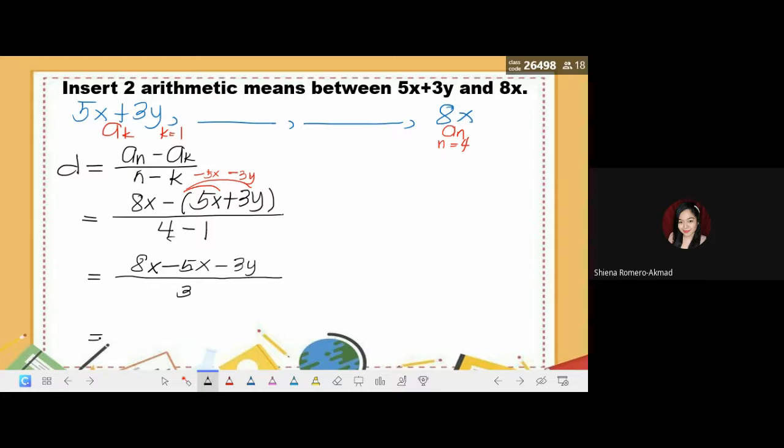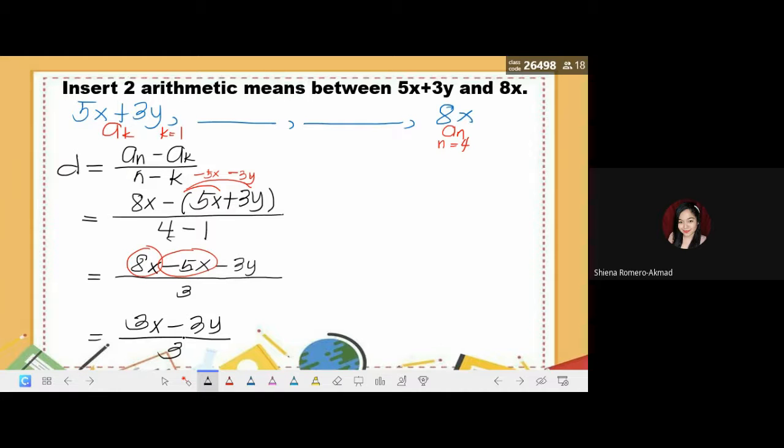Next, you will look at the different terms. As you can see, meron tayong 8x and 5x. Pareho sila ng variable at yung variable nila pareho ng exponent. So, pwede natin silang i-add or i-subtract kasi similar terms sila. So, alin yun? Itong 8x and yung negative 5x or minus 5x. So, that is 8x minus 5x. We have 3x. So, we have 3x minus 3y divided by 3.